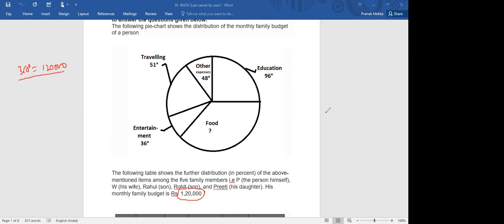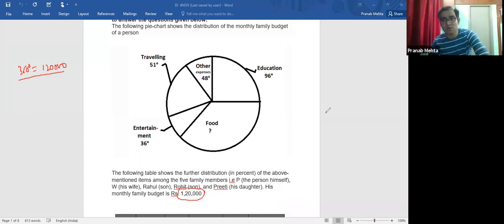Look, I appreciate this. If you don't understand, please ask, because otherwise you won't be able to solve this question. Look, the first thing you need to understand is, there's a person. Let us assume I'm talking about myself. My earning is 1,20,000 rupees. And now my earning gets distributed in these different expenses: education, other, traveling, entertainment, and food.